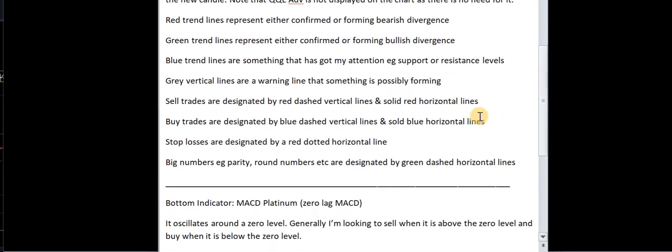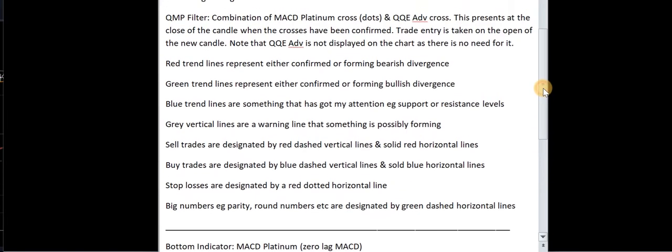The main indicators, the bottom indicators, the MACD Platinum, which is simply a zero lag MACD. If you don't know what a zero lag is, just Google zero lag moving average or something like that, and you'll find plenty of descriptions. It oscillates around the zero level. Generally, I'm looking to sell when it's above the zero level and buy when it's below the zero level. But you'll see this on the charts when we look at the charts. So there's no big deal.